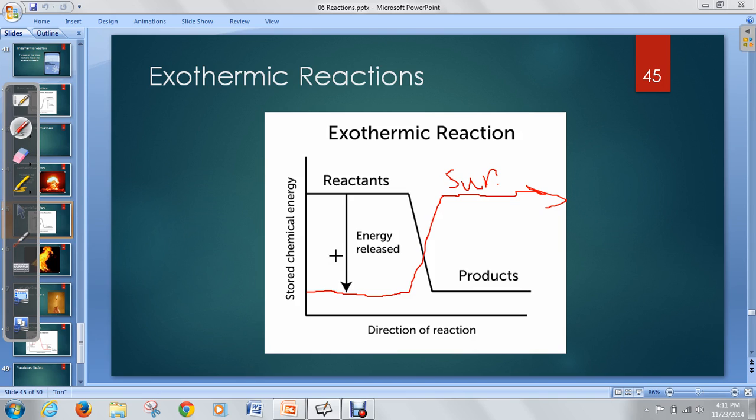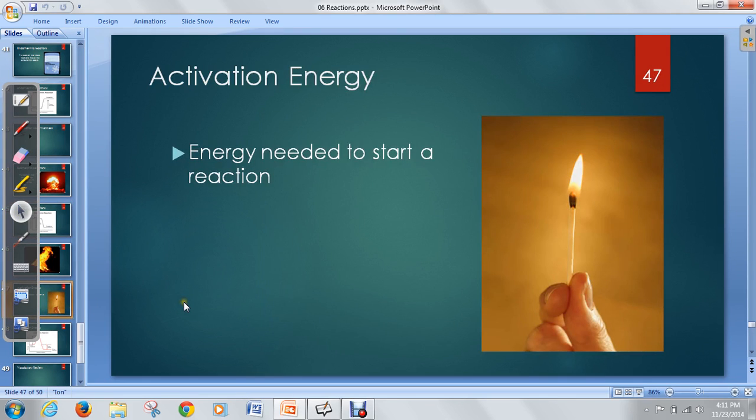Okay, so there's endothermic, taking in the energy, making the surroundings cooler, and there's exothermic, releasing the energy, making the surroundings warmer. Okay? All right, so there you go. Endo and exothermic. The last term we want to cover is what we call activation energy.